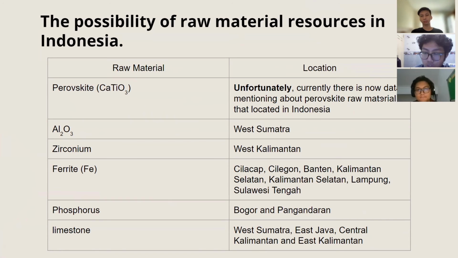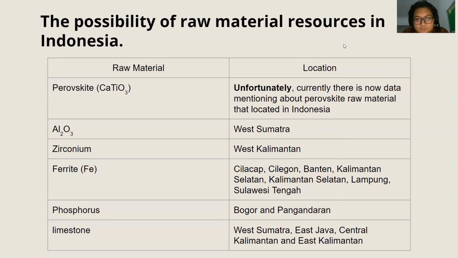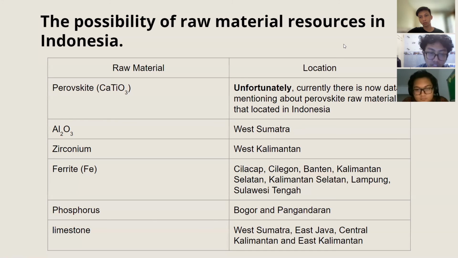Okay, so now we're going to discuss the possibility of raw material resources in Indonesia. Humidity sensor components basically consist of two main materials. Firstly is perovskite, and second is metal oxide. Perovskite could be found in the Earth's mantle and has been mined in Arkansas, the Urals, Switzerland, Sweden, and Germany. Unfortunately, currently there is no data mentioning perovskite raw materials located in Indonesia.